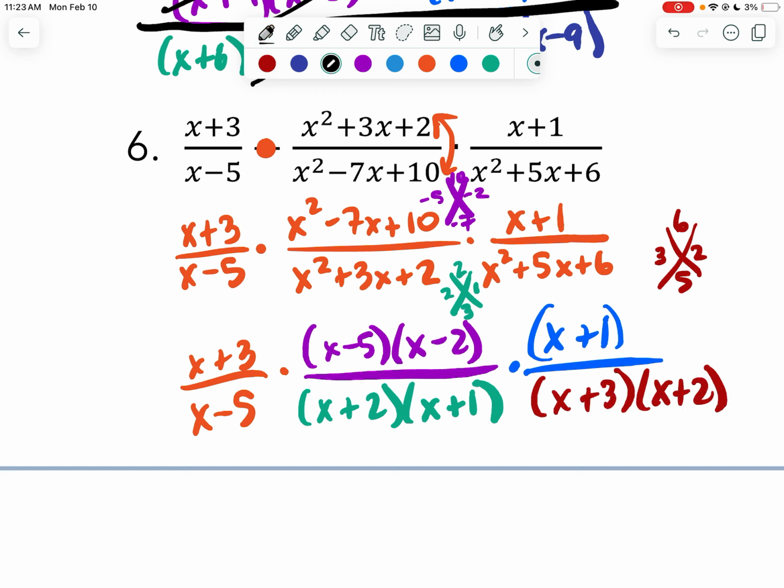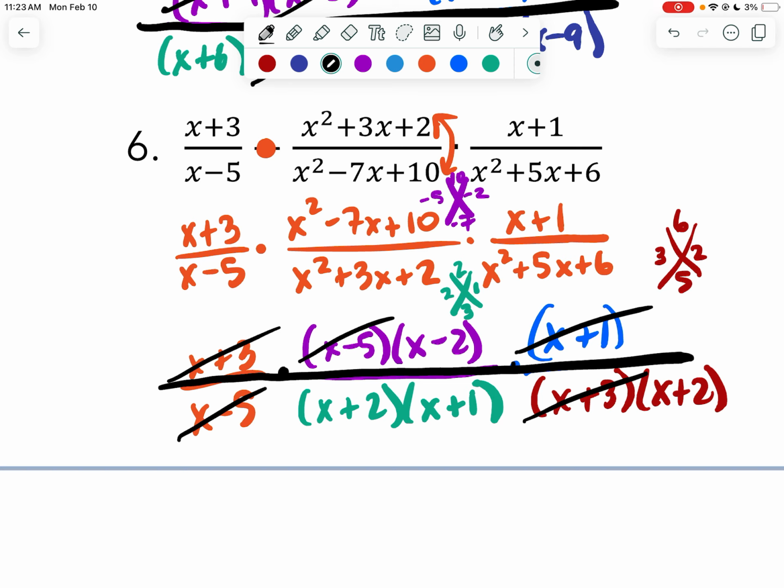And then again, even though there's 2 multiplying, this whole thing becomes one fraction. Then you have everything on the top, everything on the bottom. So x plus 3's cancel. I see an x minus 5. I see an x plus 1. And then notice that there's an x plus 2 on bottom. There's 2 of them. Those do not cancel because it has to be one top, one bottom. And the top says x minus 2, so that is not the same.